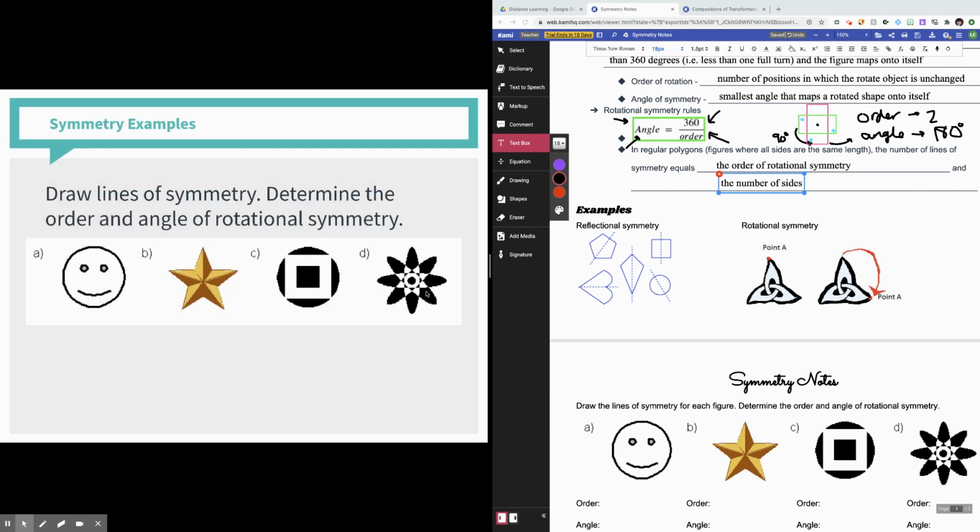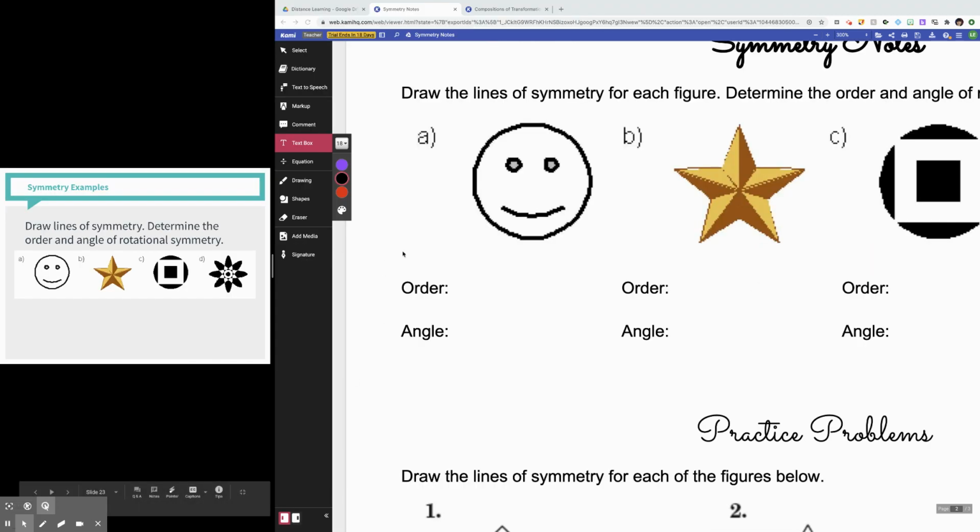All right, so give me just a second because I need to reset my screen a little bit. But we're going to talk about the lines of symmetry in these four different shapes, as well as order and angle of rotational symmetry. So give me one sec to rework my screen. I'll be right back. All right, folks, so I zoomed in on your actual notes page so that you can see what you would actually be writing and doing on your side.